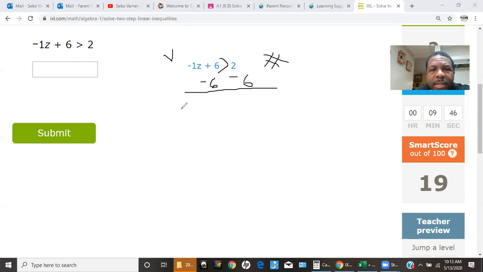Okay, so that'll give us -1z, because these two will cancel out. And 2 minus 6 is going to give us -4. Now this one is tricky because we have a negative sign with the variable. That lets us know that we're going to have to flip it. So I'm going to put a little reminder here that we're going to have to flip that, okay? So now we're going to divide by -1 on both sides.